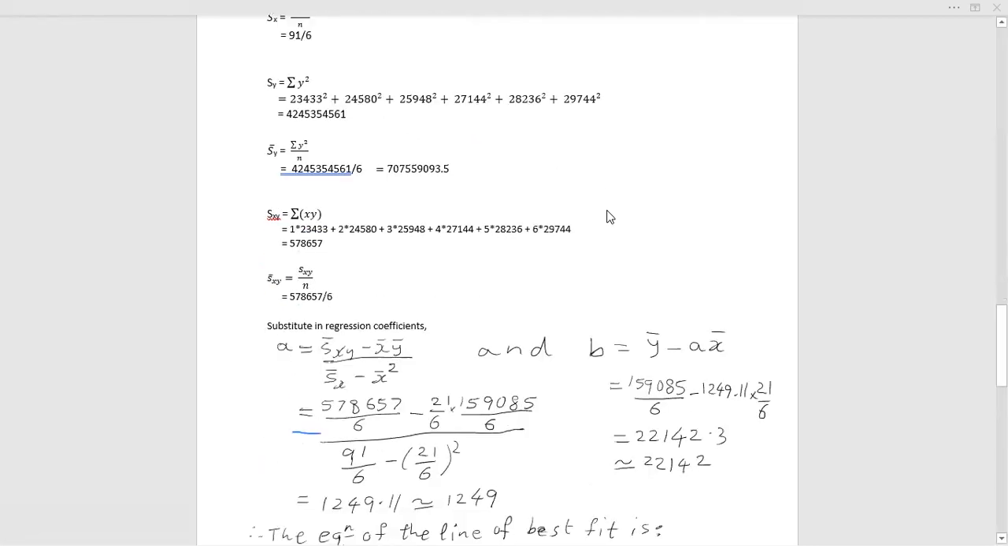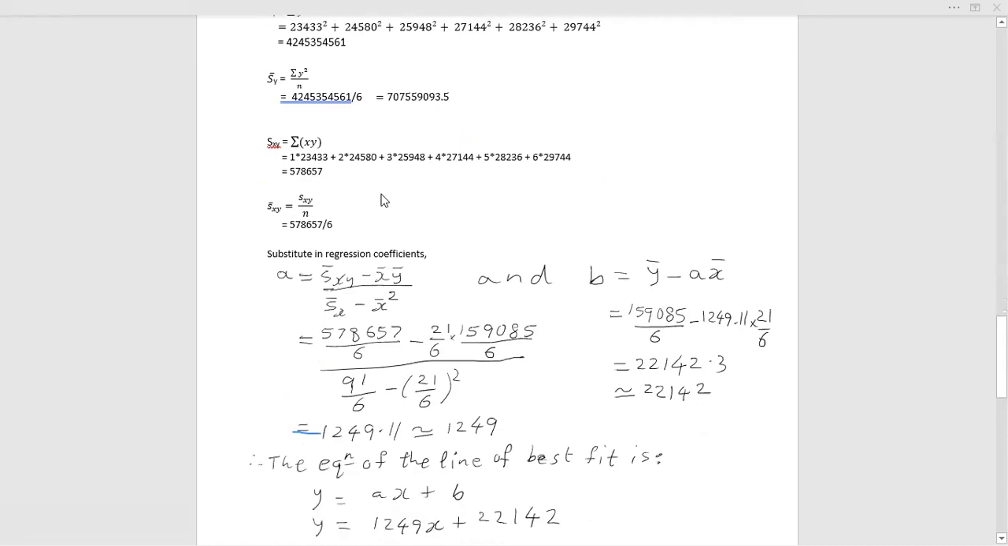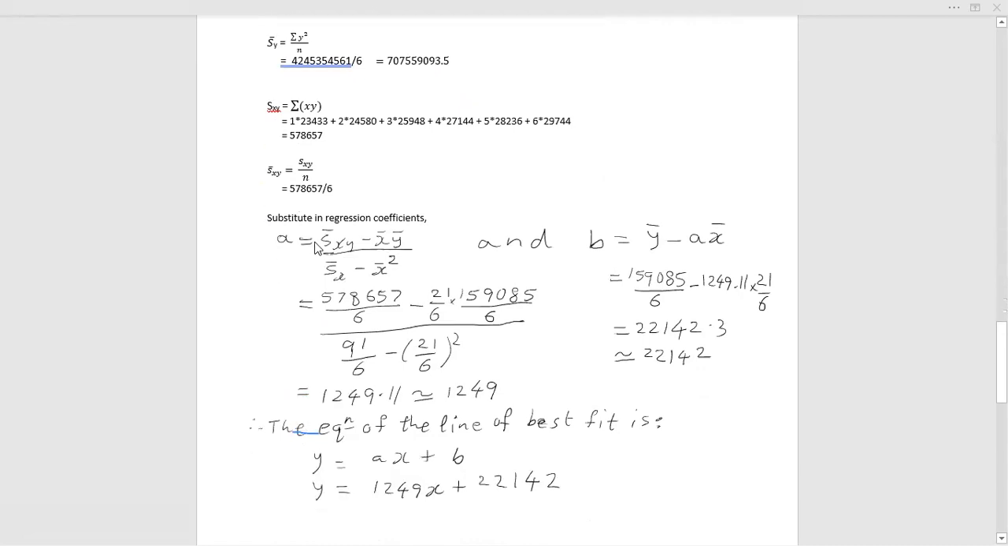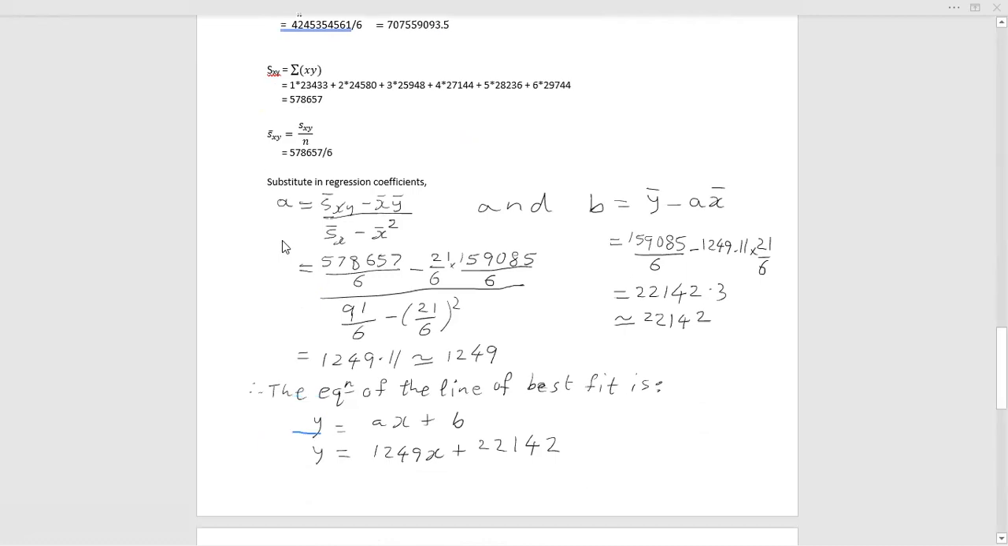Okay. Now we are set to calculate these coefficients for the regression line, A and B. All we have to do is substitute those values in the formula for A. This is the formula for A. We substitute these numbers for the parameters we found, and I end up with this value, 1249.11, which is nearly equal to 1249.